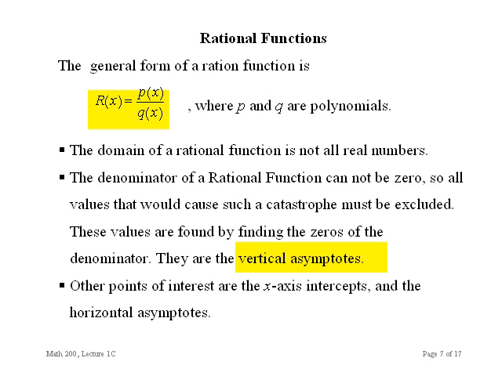Other points of interest are the x-axis intercepts. The x-axis intercepts are the roots of p of x. When p of x is 0, the whole function is 0, assuming that value is in the domain. And the horizontal asymptotes are the value that the function takes on as x becomes very, very large, as x approaches infinity.